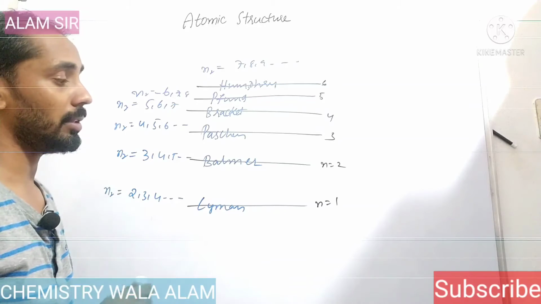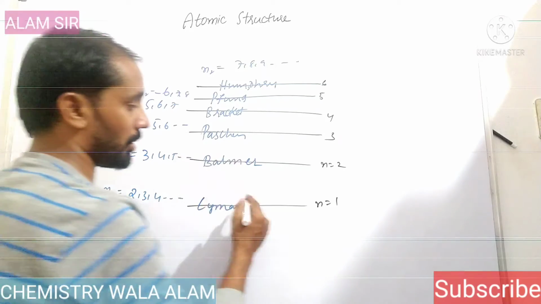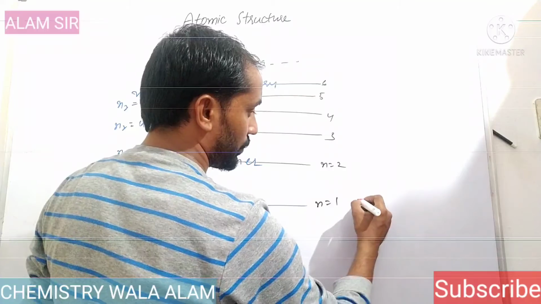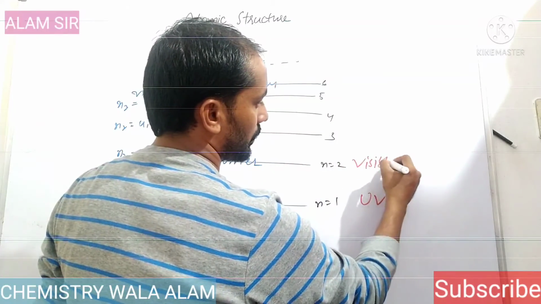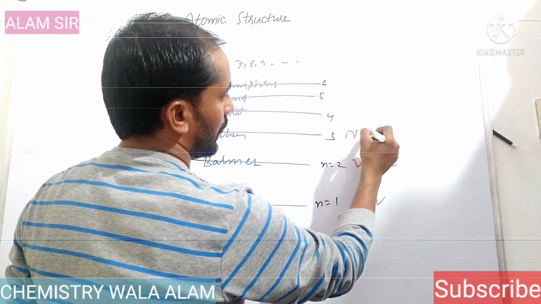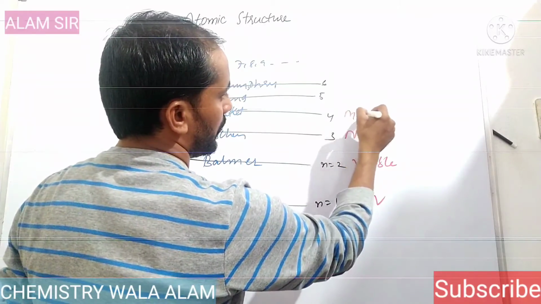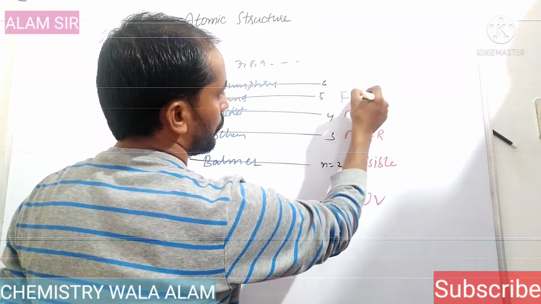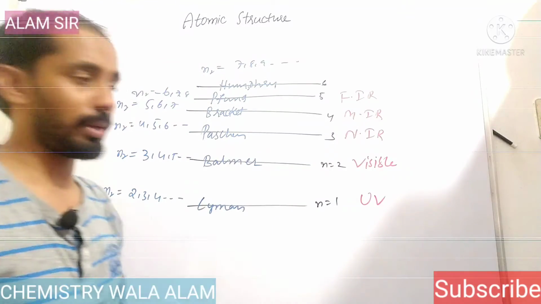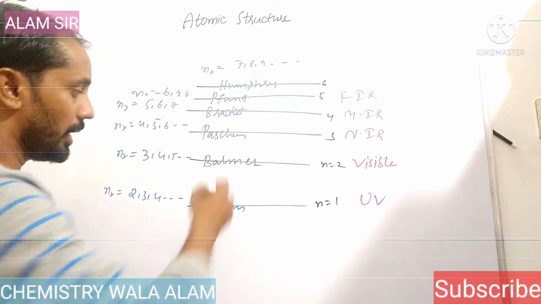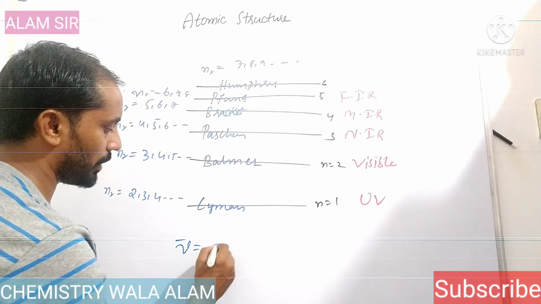Here they can also ask about the region. Lyman series is in the ultraviolet region, Balmer series is in the visible region. So this is near infrared, this is mid infrared, and this is far infrared. Okay, here regions are also important. The n1 and n2 values are also important, because based on the n1 and n2 values wave number can be calculated.